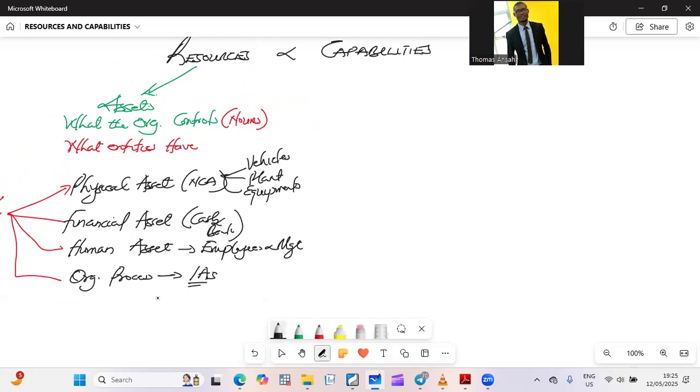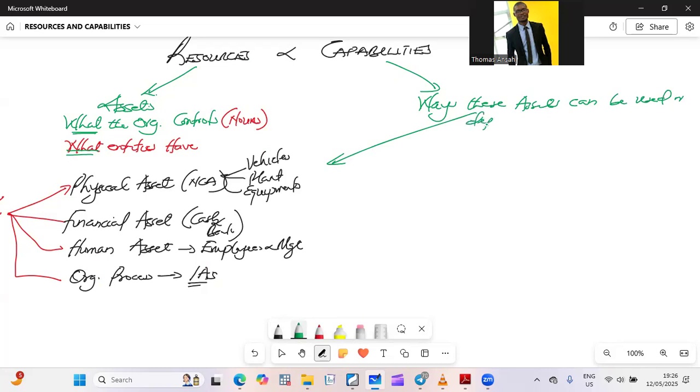Now, when we say resources, these are the resources. Now, what are the capabilities? When we say somebody is capable, it means the ability to do something. That is what it means. You have the ability to do something. So capabilities are basically the ways. Remember, these are the whats. The ways those assets that you have here can be used or deployed. So that is the capability.